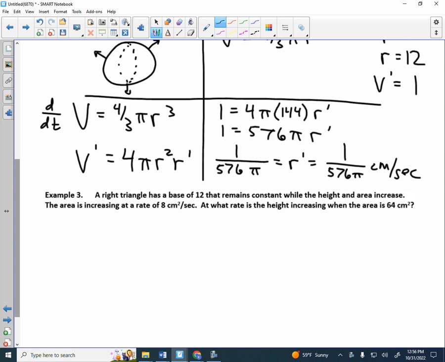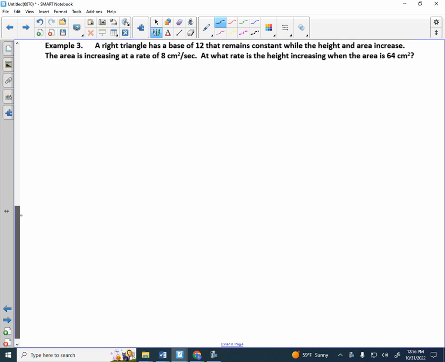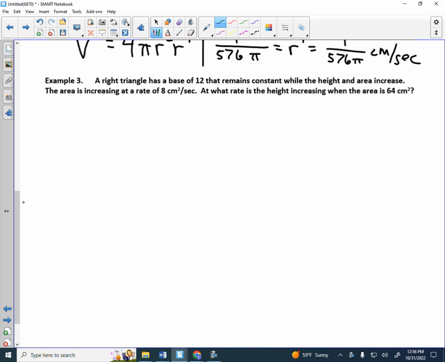Yeah. So anyway, that was that. But notice that all we have to do in that situation is just type in something for r prime, right? That's it. So let's do one more example, and then you're going to try a few problems in your homework. Let's try something that looks a little bit different.